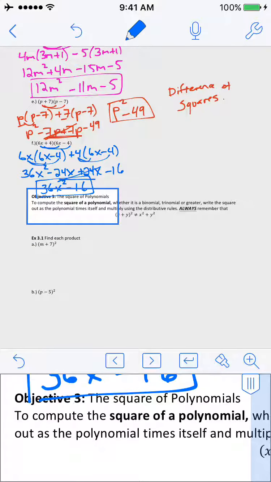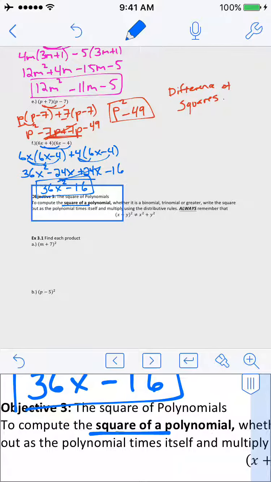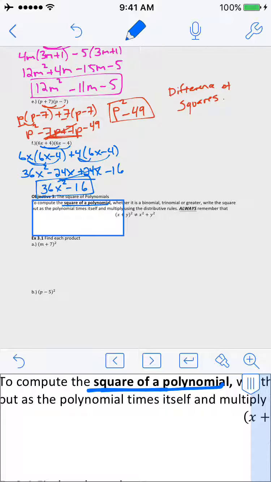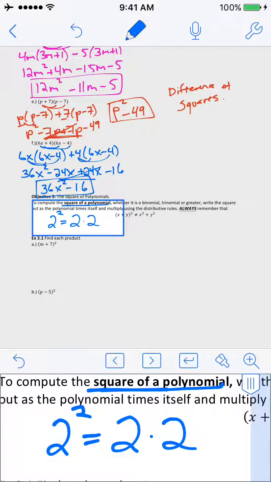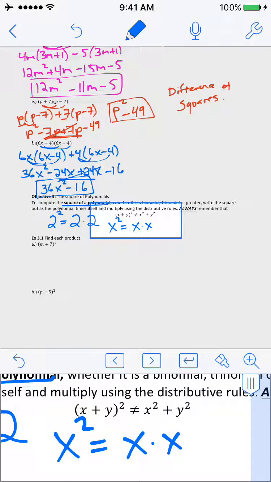Alright, so one of the last things we're going to talk about is the square of a polynomial. Sometimes you'll see it looks like this. Usually we'll talk about binomials, sometimes trinomials, and this also works for monomials. But remember, what does square mean? If I were to say 2 squared, which we talked about in 5.1, it means 2 times itself, 2 instances of the same thing. So x squared is the same thing as x times x.